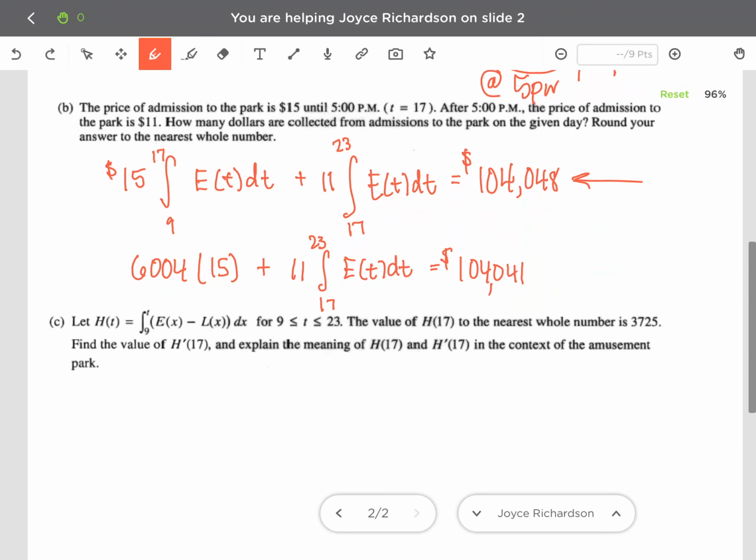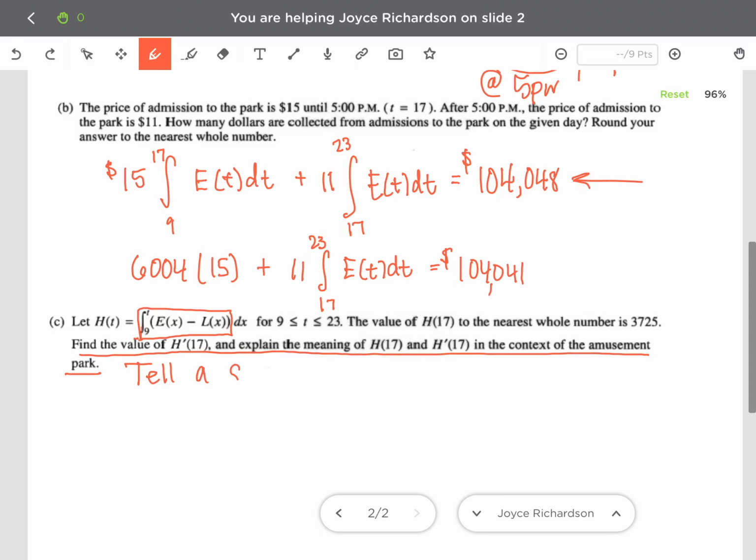Now for part C, it says let h of t equal this function right here. The value of h of t, to the nearest whole number, is 3725. Then it says find the value of h prime of 17 and explain the meaning of h of 17 and h prime of 17 in the context of the amusement park. Okay, we need to tell a story.